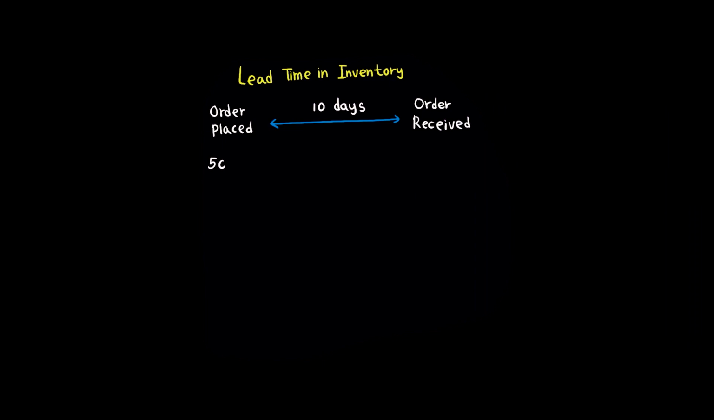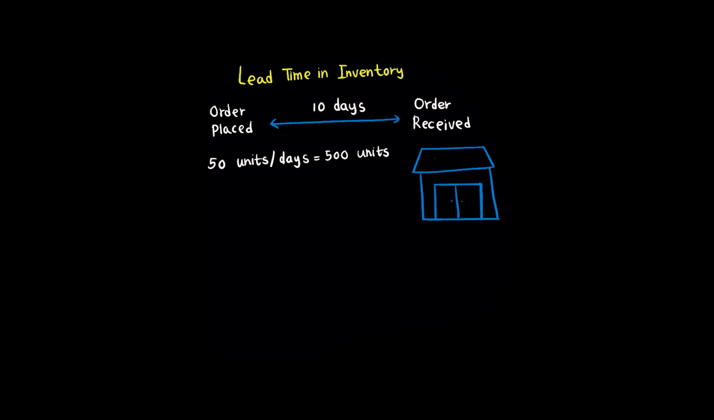Lead time is a critical factor in inventory management that directly determines when you need to reorder. Lead time is simply the days between placing an order and receiving it. If your supplier takes 10 days to deliver after you order, that's your lead time. Now multiply this by your daily demand. Sell 50 units per day with a 10-day lead time, you need 500 units. This calculation gives you the reorder point timing.